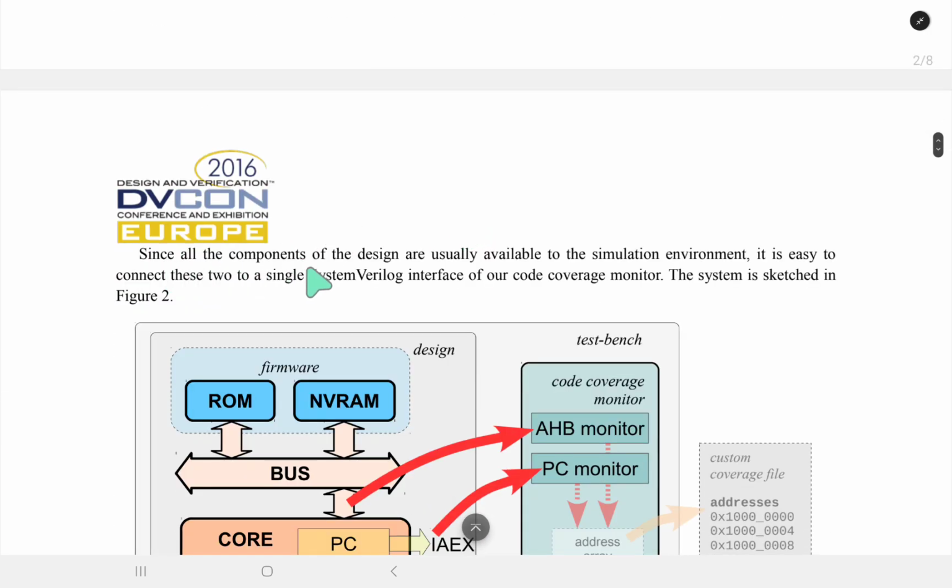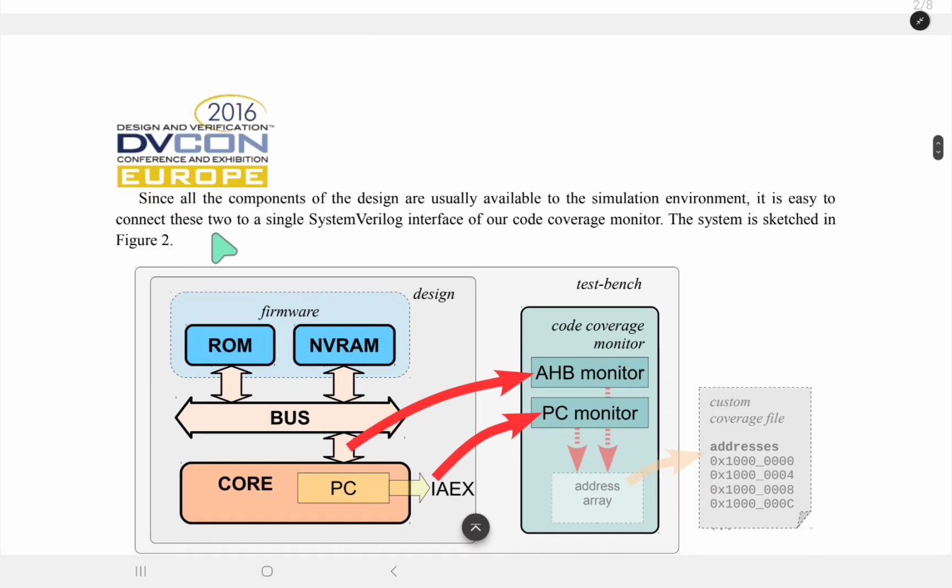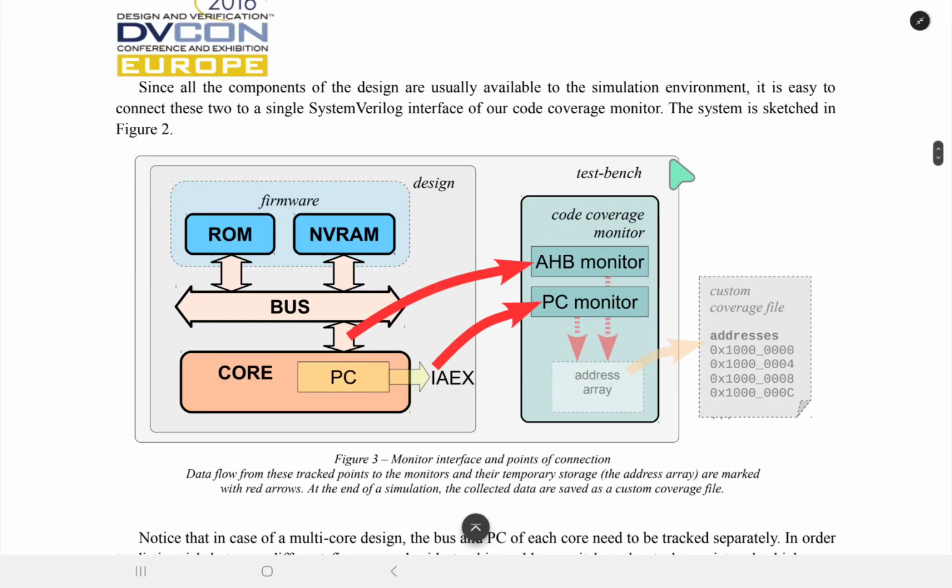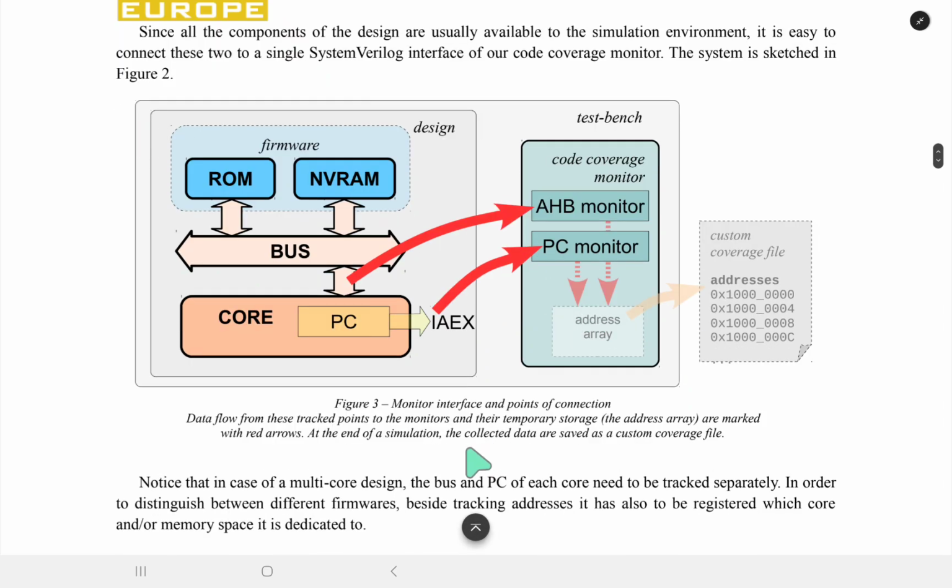Since all the components of the design are usually available to the simulation environment, it is easy to connect these two to a single SystemVerilog interface of our code coverage monitor. The system is sketched in Figure 3. Figure 3. Monitor interfaces and a point of connection. Data flow from the tracked point to the monitor, and their temporary storage in the address area are marked with the red arrows at the end of the simulation.